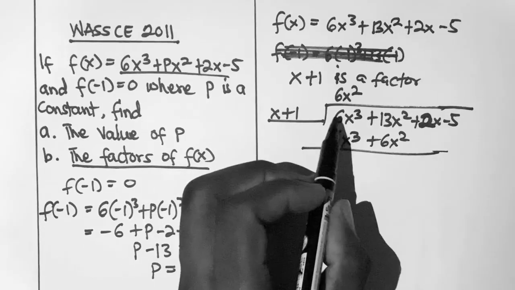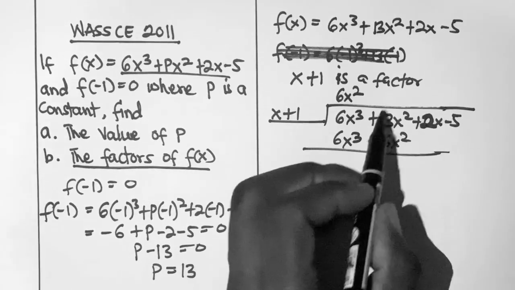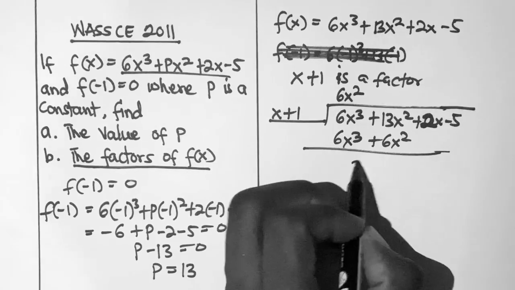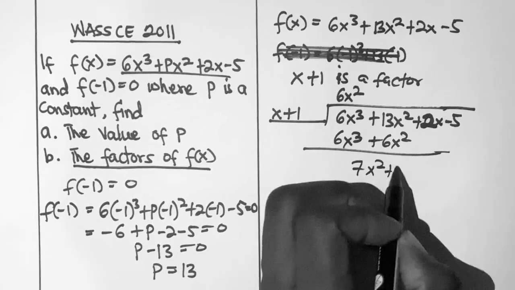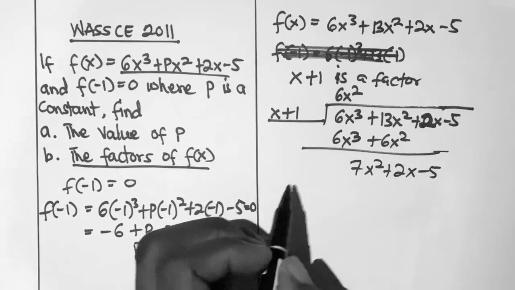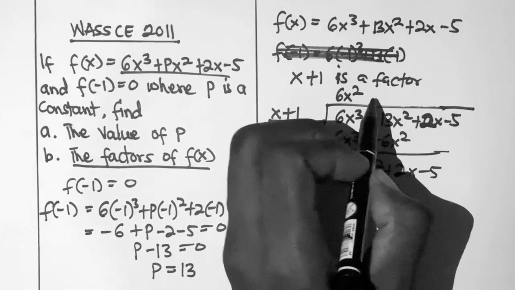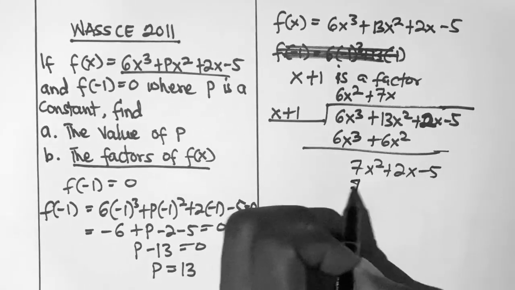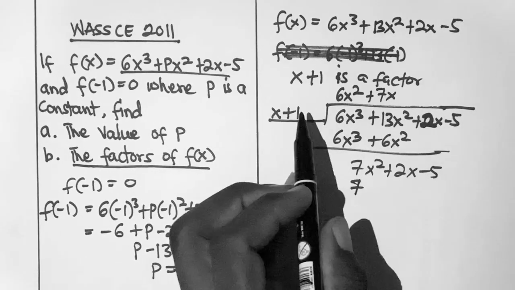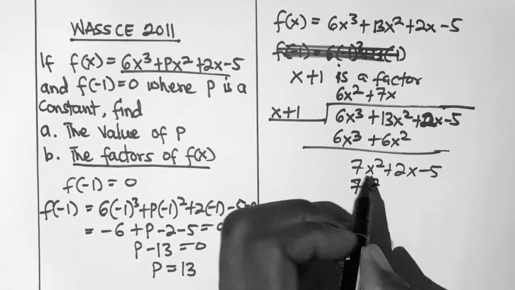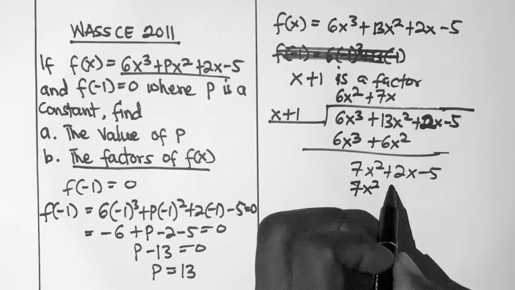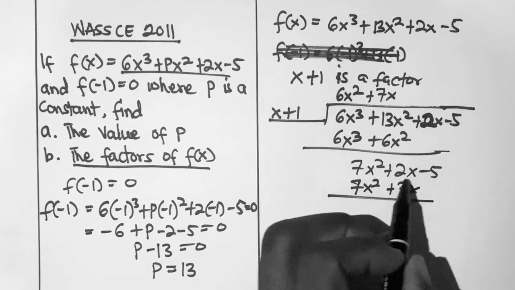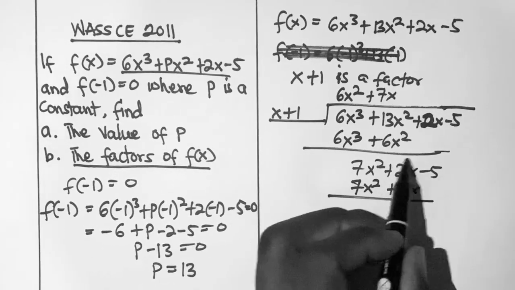So if you subtract, this goes to 0. 13x squared minus 6x squared is 7x squared. Then plus 2x minus 5. 7x squared divided by x is plus 7x. Now 7x times x is 7x squared. Then 7x times 1 is plus 7x. So if you subtract, this side goes to 0.